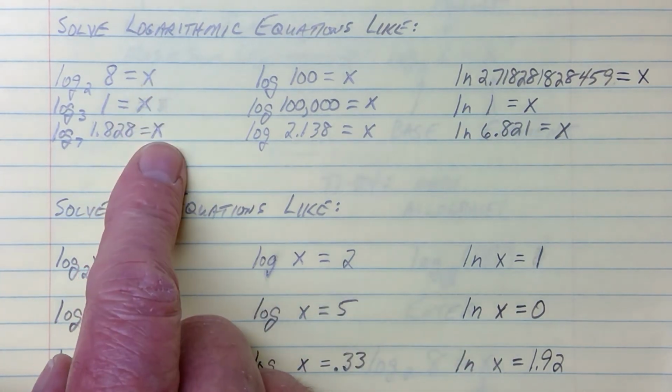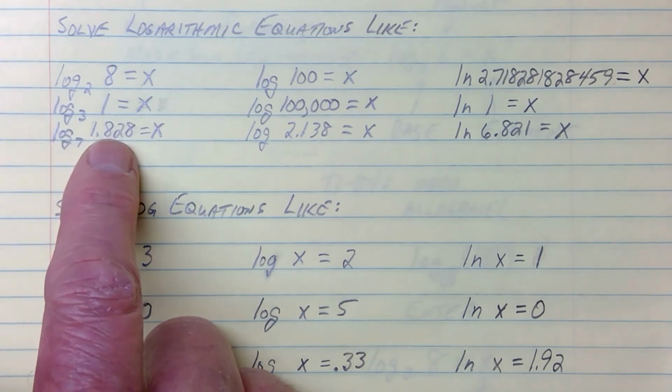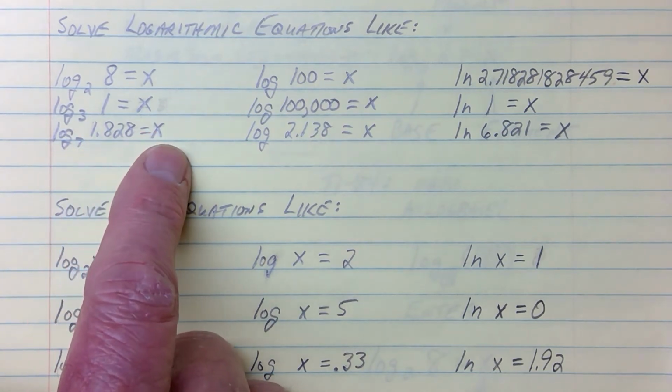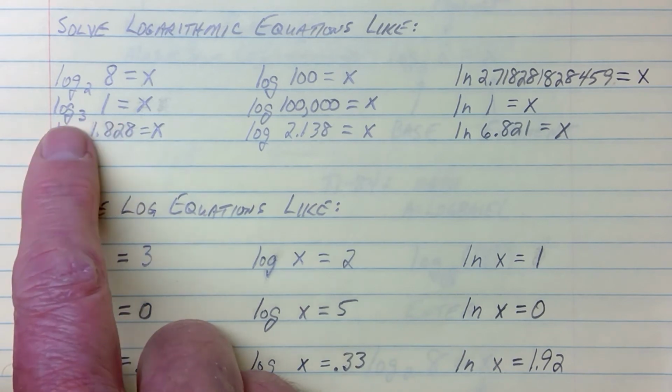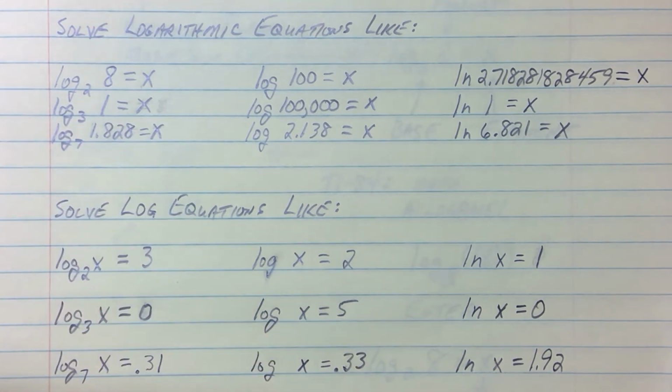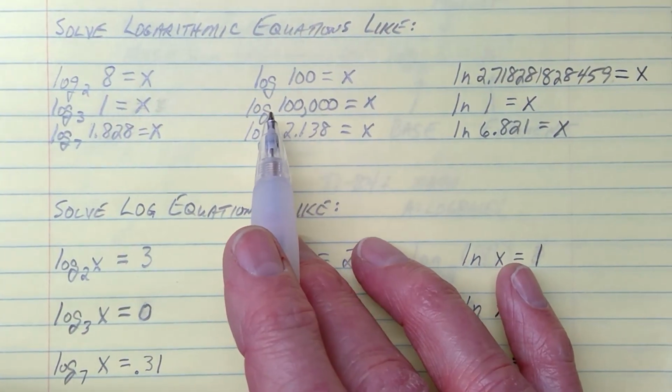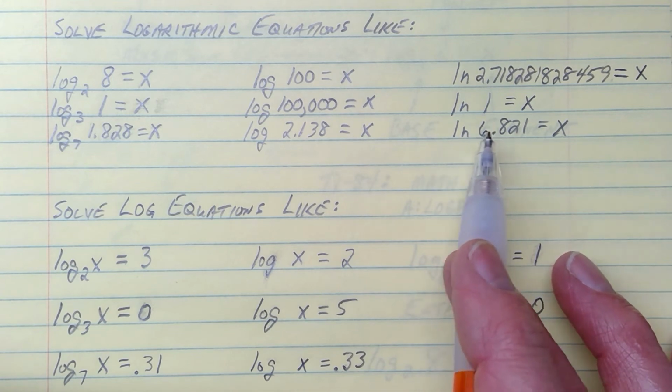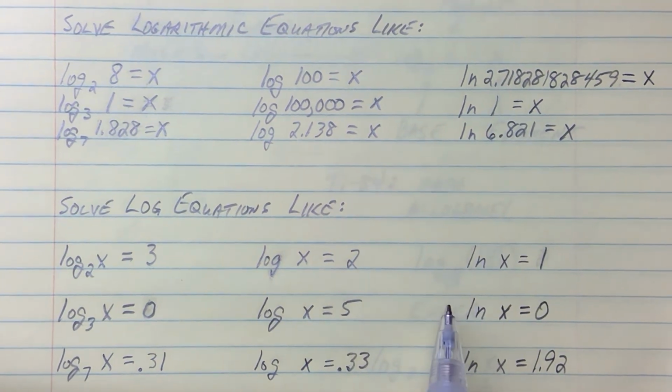We like these, all right? The log base 7 of 1.828 is x. I like that because I'm just going to grab my calculator and punch those numbers in, and it's going to tell me what that x is. Once they're set up like that, those are super easy to do. Just put it in your calculator, put it in your calculator, and it tells you what all the x's need to be.